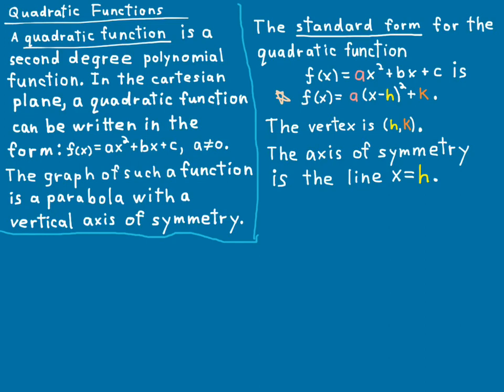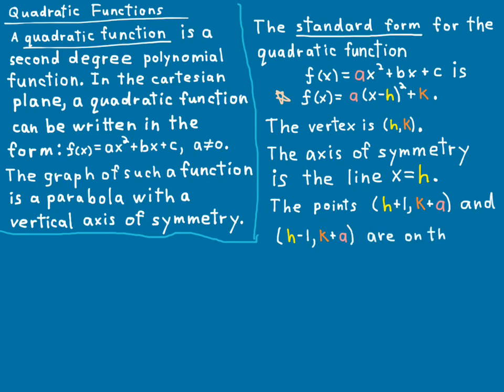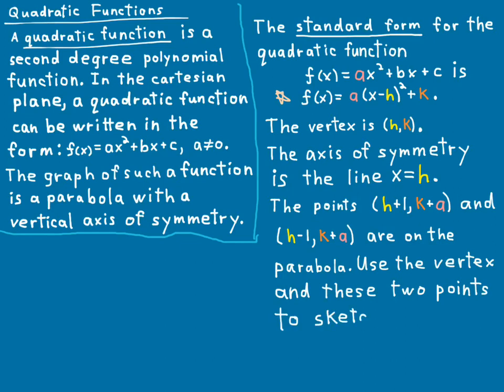Whenever we're in the real plane and we say x equals h, we don't mean a point on the number line. We mean a set of points in the plane, which is x equals h and y is any real number. We just don't usually say the y is any real number part, because it's assumed as long as we know we're in a plane. Okay, so the points h plus 1, k plus a and h minus 1, k plus a are also on the parabola. That looks a little complicated, but it's pretty easy to apply in practice, and I'll show you with examples. So we use the vertex and these 2 points to sketch a graph of the parabola.